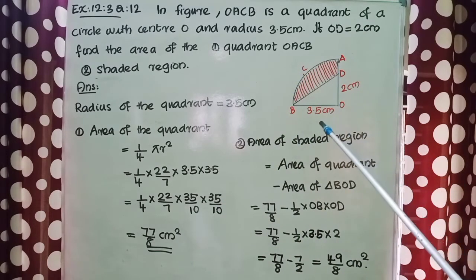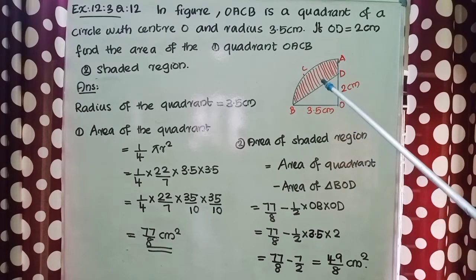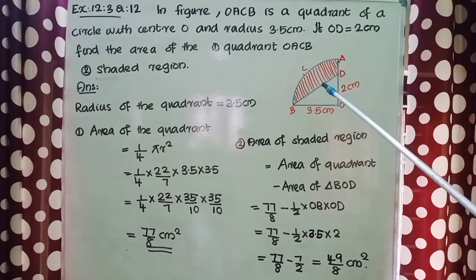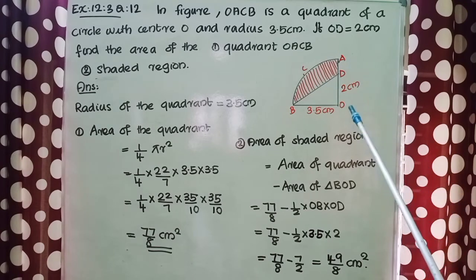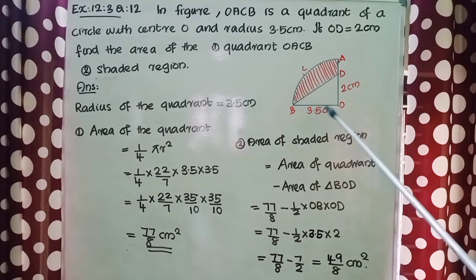The second question is the area of the shaded region. It is clear from the figure, area of shaded region is area of this quadrant minus area of this triangle. Area of quadrant we have found already. Then area of triangle, the formula is we know half into base into height. Here the base is 3.5 cm and height is 2 cm.